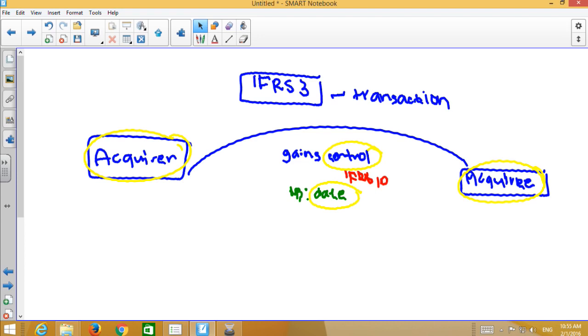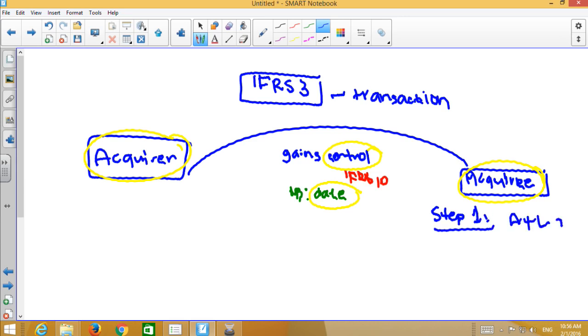All right, so if we go back to IFRS 3 accounting, there are 4 steps which I'm sure you remember from second year, right? Step 1 is over here. It's to identify the assets and liabilities acquired. So the acquirer is buying the assets and liabilities of the acquiree. So step 1 is to identify the fair value of assets and liabilities acquired.